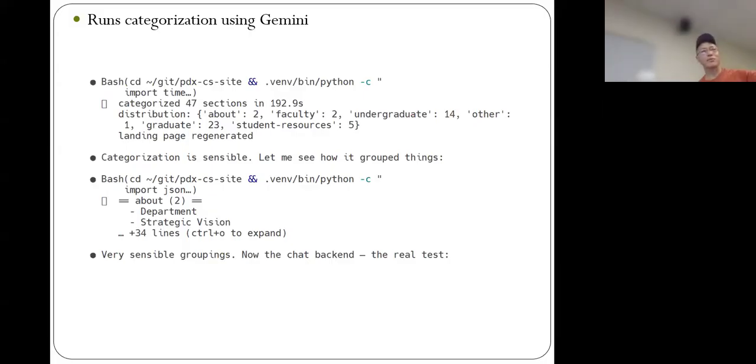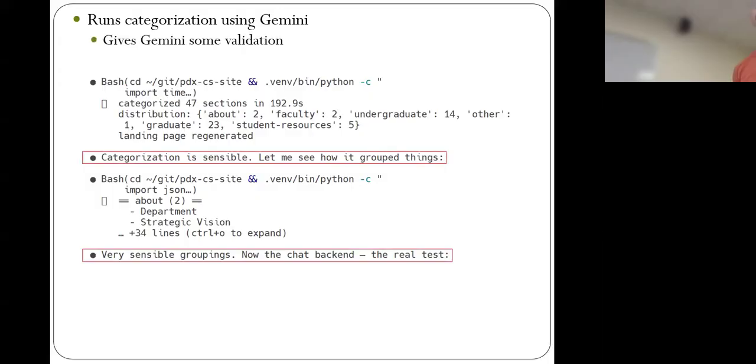So it's going step by step through the entire system, building it, testing it, and before moving on to the next part. So now it's like, okay, now I need to do the chat backend, and this is the real test. So yeah, this is giving Gemini some validation. And then it transitions over to the chat interface. That's the front of this.